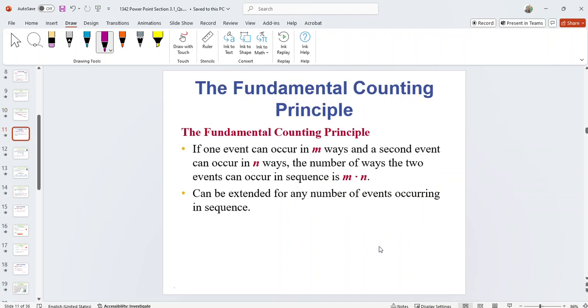All right, so the fundamental counting principle. As I mentioned earlier, if one event occurs in M ways and the second event occurs in N ways, we can multiply the numbers together using M times N. That will be all the possible outcomes for the events. Okay.